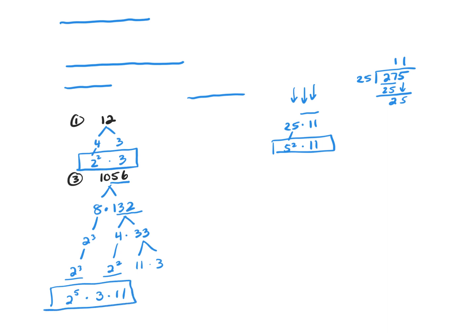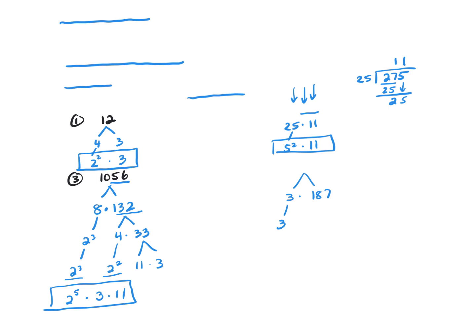561. 5 plus 6 is 11, plus 1 is 12. So I know 3 will divide into it. It will be 3 times 187. And that would be 3.